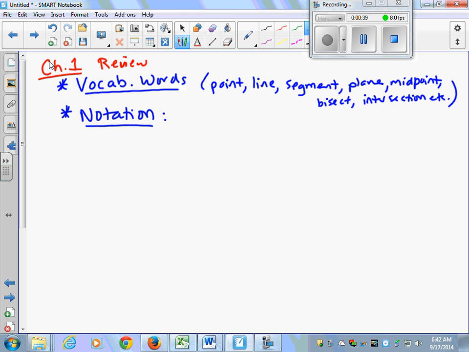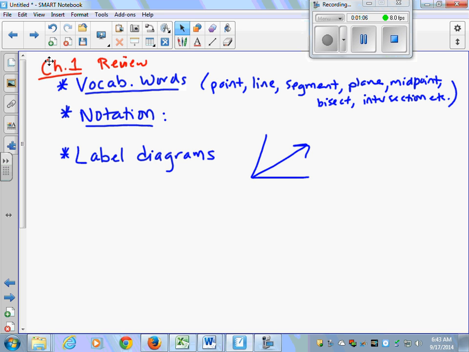Make sure you know the notation for all of the words, lines, segments, and planes, etc. Make sure you know how to mark up a diagram with congruence marks and everything. I'll just write that here. Label diagrams. I'm putting this kind of with vocabulary because you have to know what bisect means to be able to know that if this is an angle bisector, you are going to mark your diagram with congruence marks, if that's a bisector, etc. And midpoint, you would need to know how to mark your diagram. Okay.